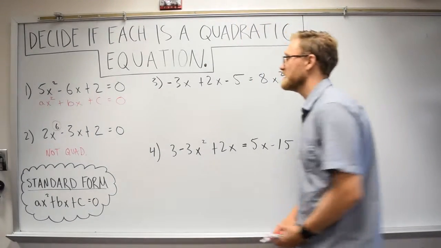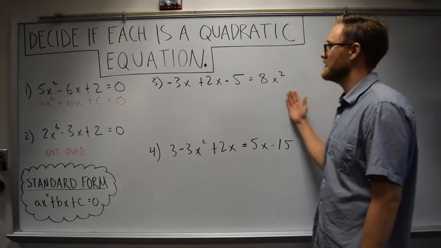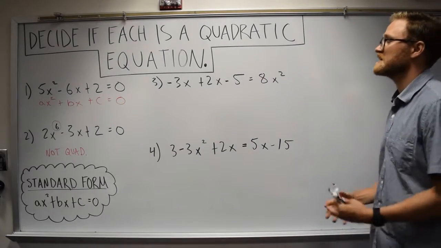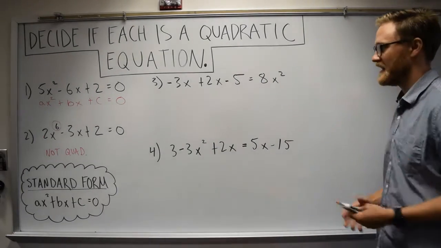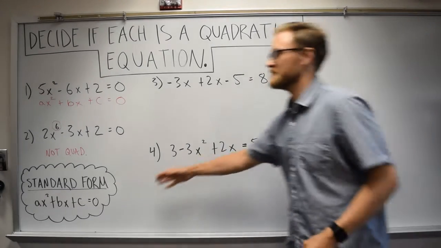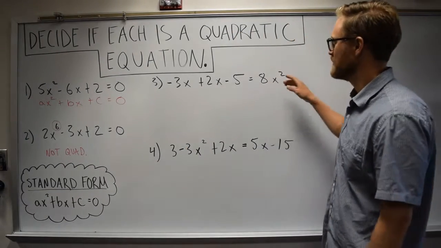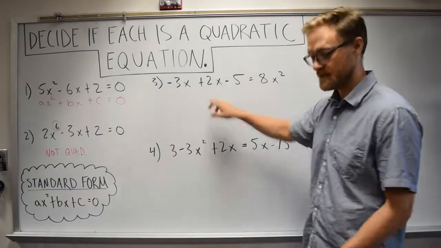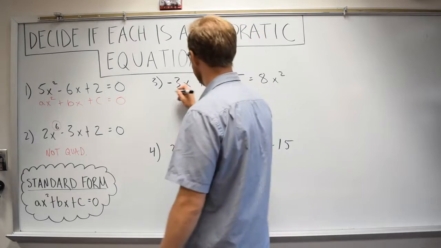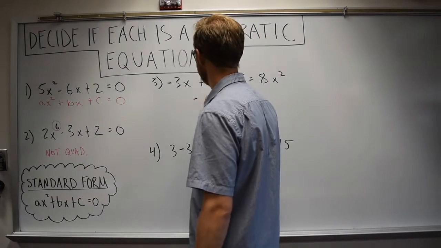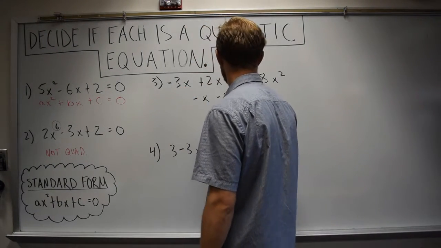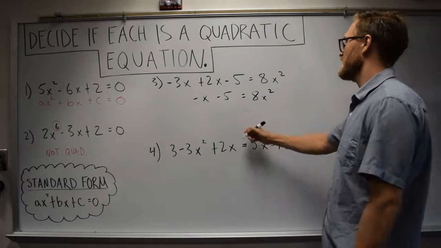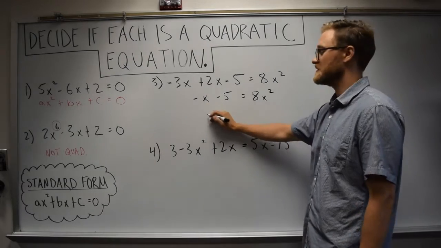In number 3, we have a longer equation here. All right, the first thing I'm going to do is combine any like terms that I have. And remember, I'm trying to rewrite this in standard form. So if I look at it, I have negative 3x and 2x. Those are like terms. I can combine those. Negative 3x plus 2x gives me negative x.